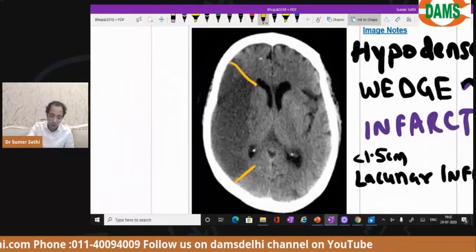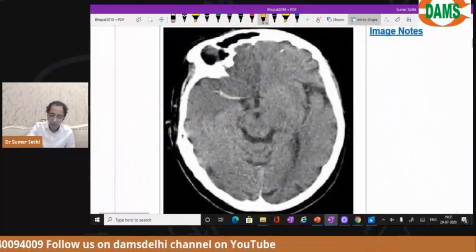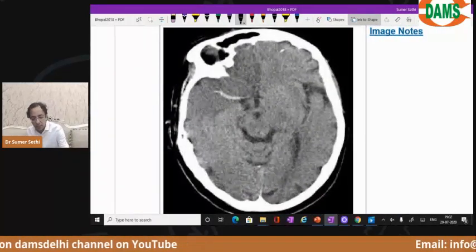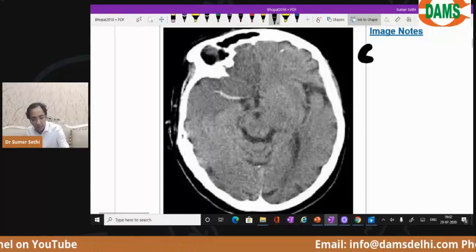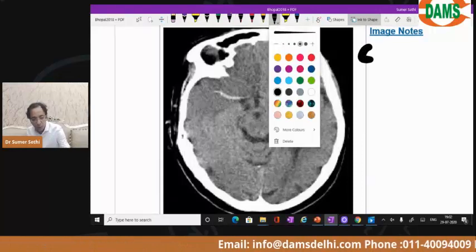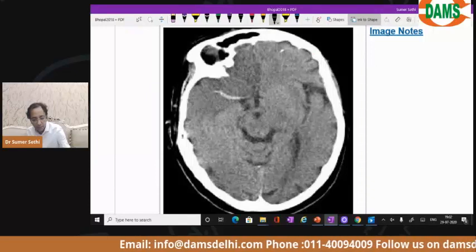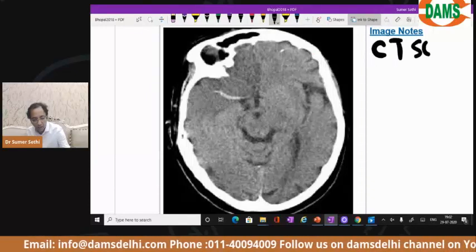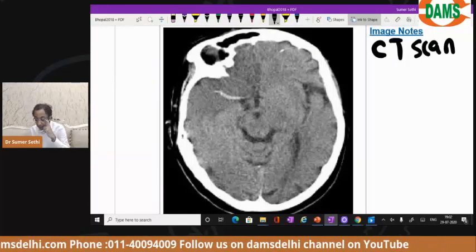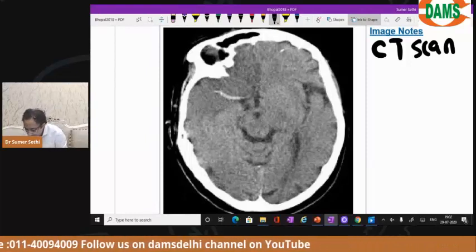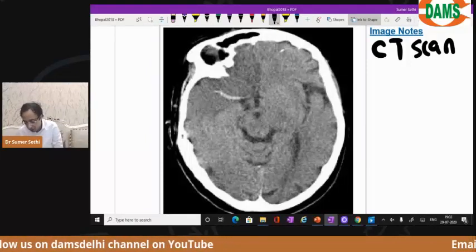Everybody clear? Okay. Once you are clear, I want you to look at the next CT scan and tell me where the disease is located in this CT scan. Do we have any disease in the CT scan? Okay, I can see most of you are able to answer correctly.